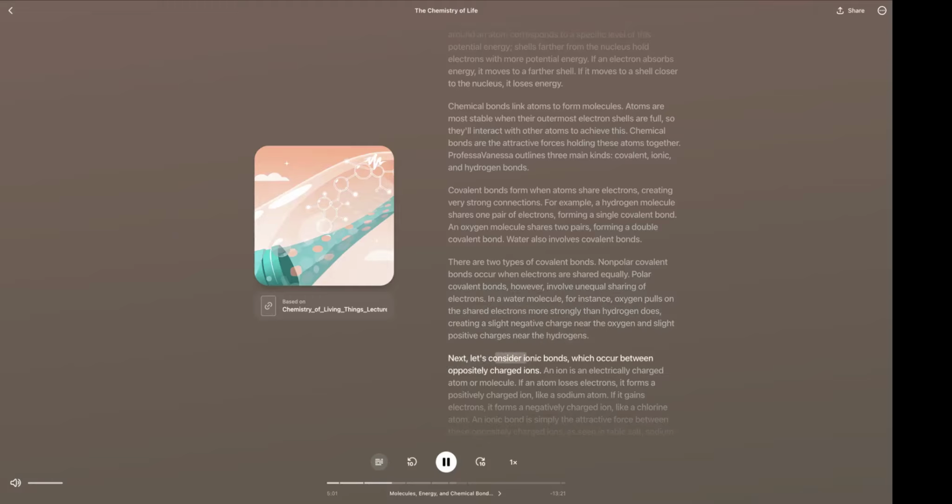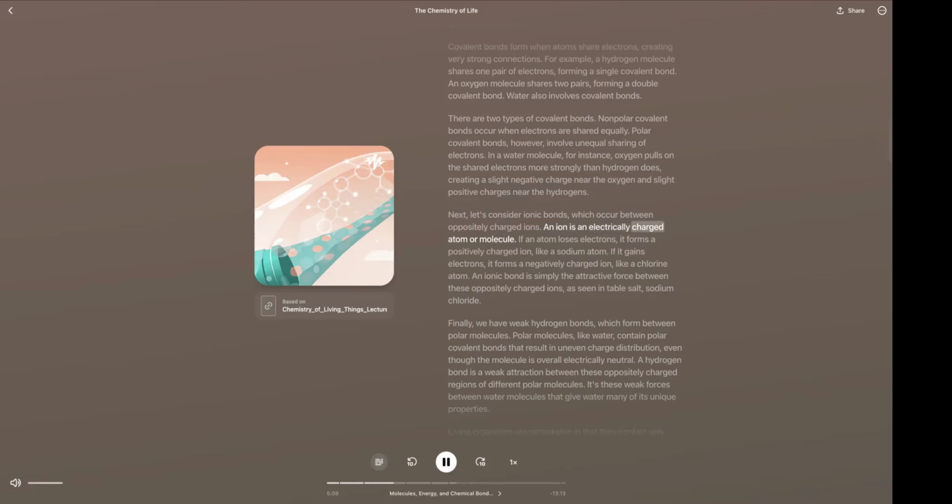Next, let's consider ionic bonds, which occur between oppositely charged ions. An ion is an electrically charged atom or molecule. If an atom loses electrons, it forms a positively charged ion, like a sodium atom. If it gains electrons, it forms a negatively charged ion, like a chlorine atom. An ionic bond is simply the attractive force between these oppositely charged ions, as seen in table salt, sodium chloride.